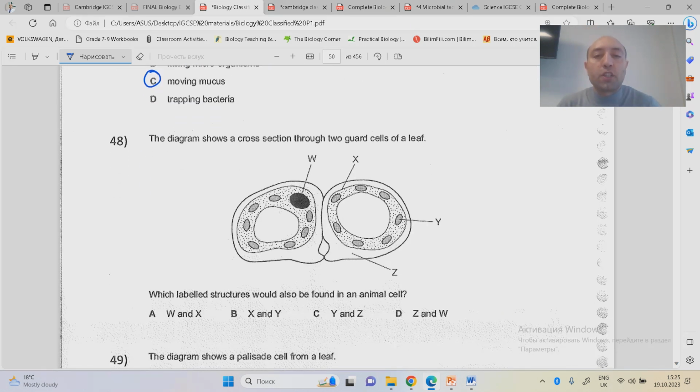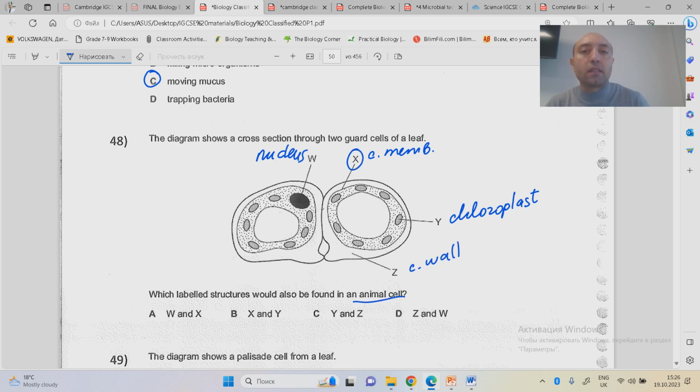Then, which labeled structures would also be found in an animal cell? Guys, you know that animals, first of all, let's find the names of these parts. W is a nucleus. X is a cell membrane. Y is a chloroplast. Z is a cell wall. And animal cells have membrane X and nucleus W. WX is correct answer. It is A.